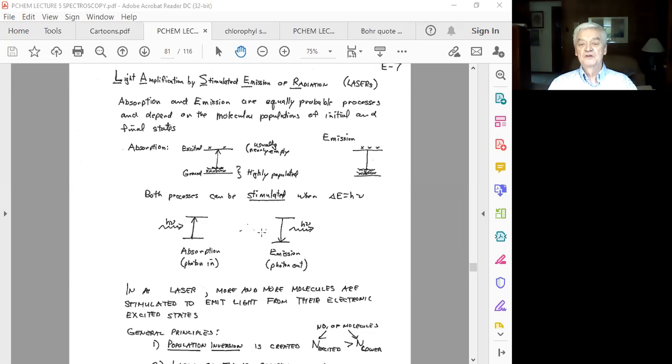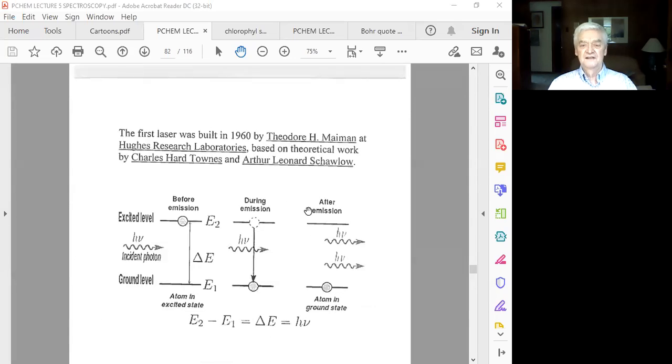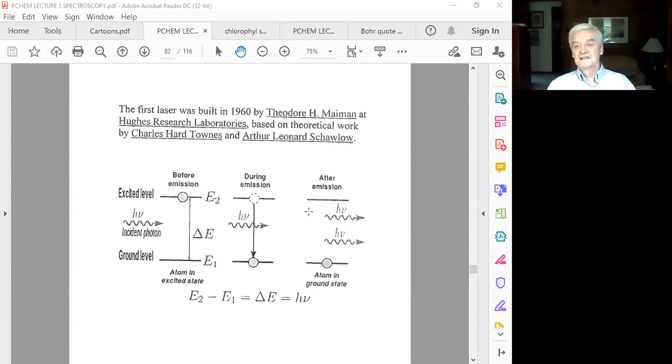If you put a photon coming in to a molecule that is in an excited state, it also stimulates a photon to come out. I think I stuck this in your notes. Okay, yeah, this is a much better representation of what's going on.